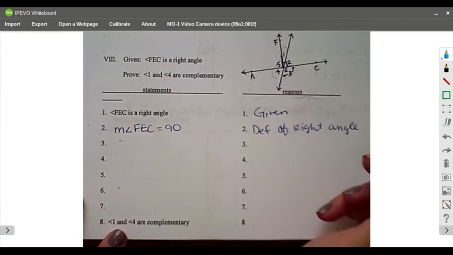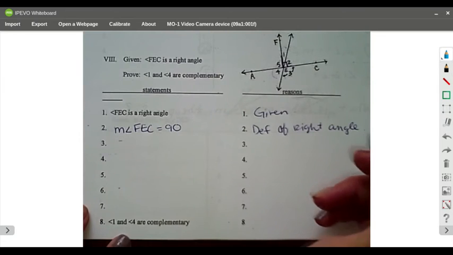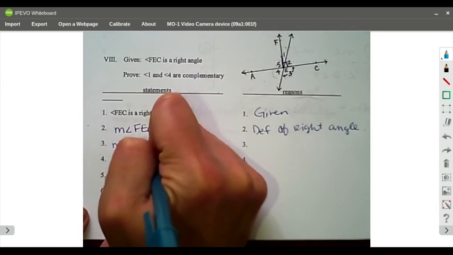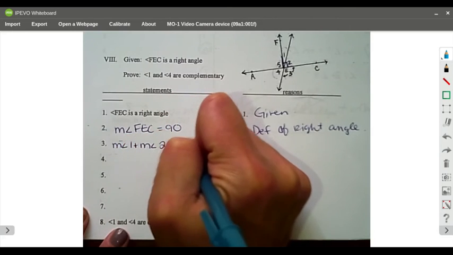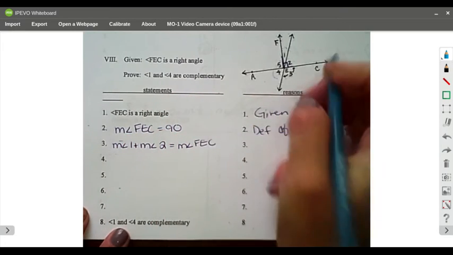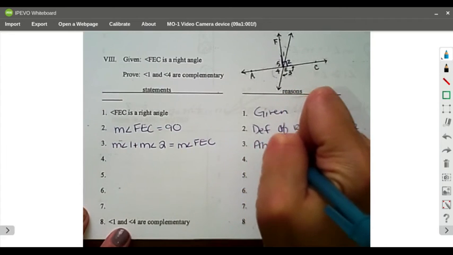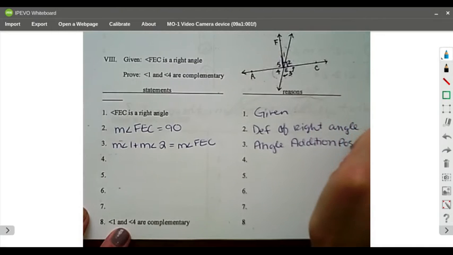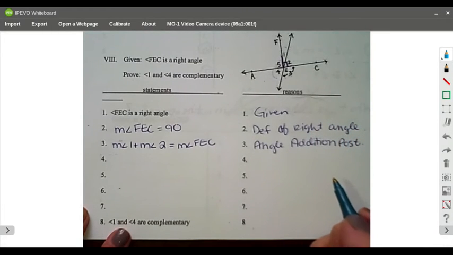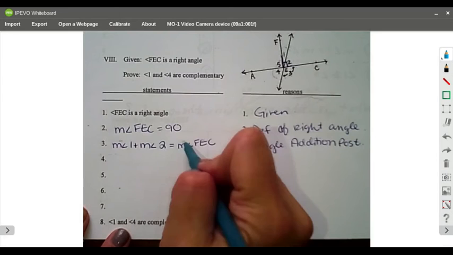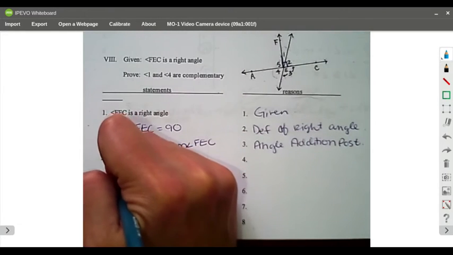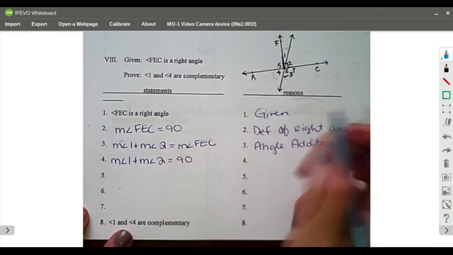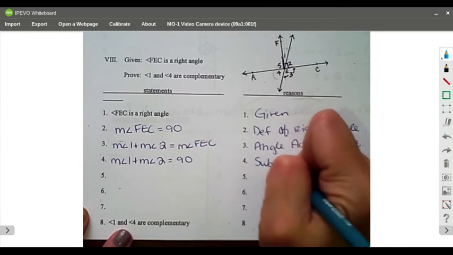So let's get started. I know it's a lot. So like I said, I'm going to say measure of angle 1 plus measure of angle 2 equals measure of angle FEC. And that's angle addition. Okay, now since FEC is equal to 90, I can plug 90 in here and say measure of angle 1 plus measure of angle 2 equals 90. And that would be substitution.